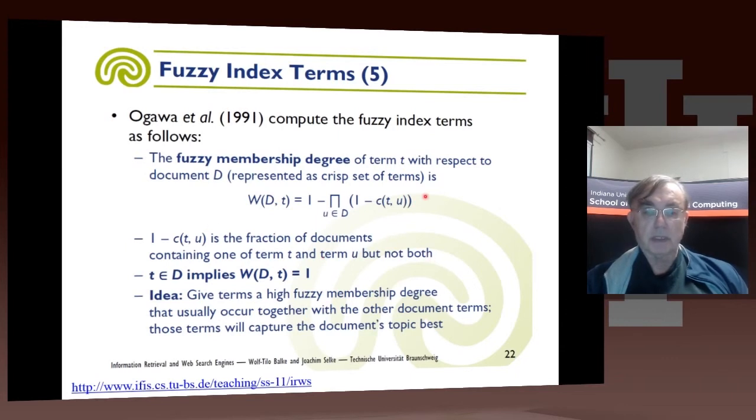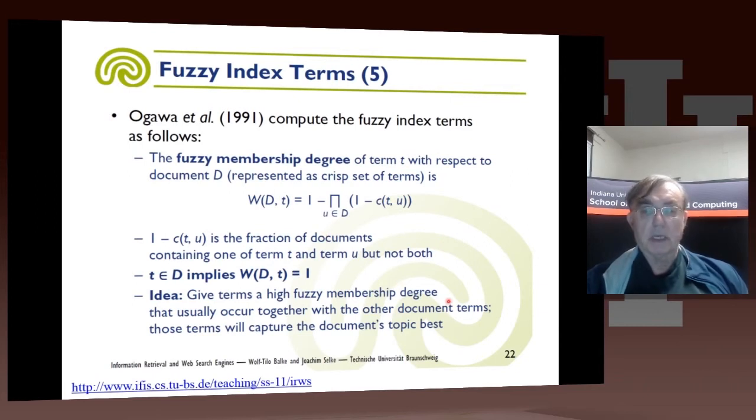So we look at this thing, 1 minus CTU. It's the fraction of documents containing one of term T and term U, but not both. Notice that we're running this product over all terms in the document. In particular, if T was in the document, then we have this product running over T. 1 minus CTT is always 0, because remember CTT is always 1. We saw that on the previous slide. So WDT is 1 where the term is in D, but it's going to be some number typically between 0 and 1 when T is not in D.